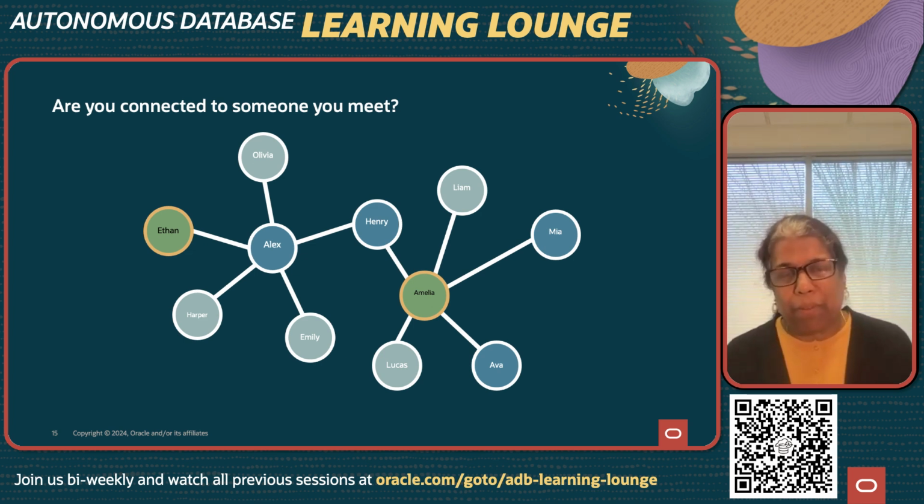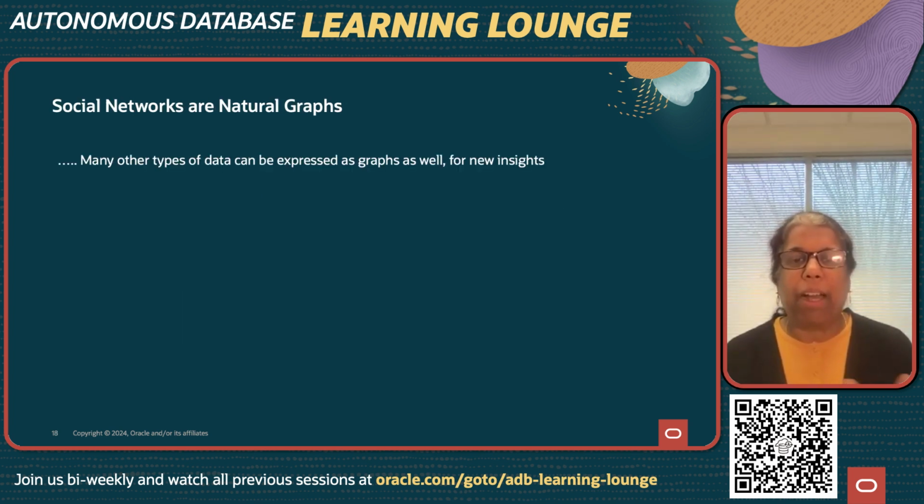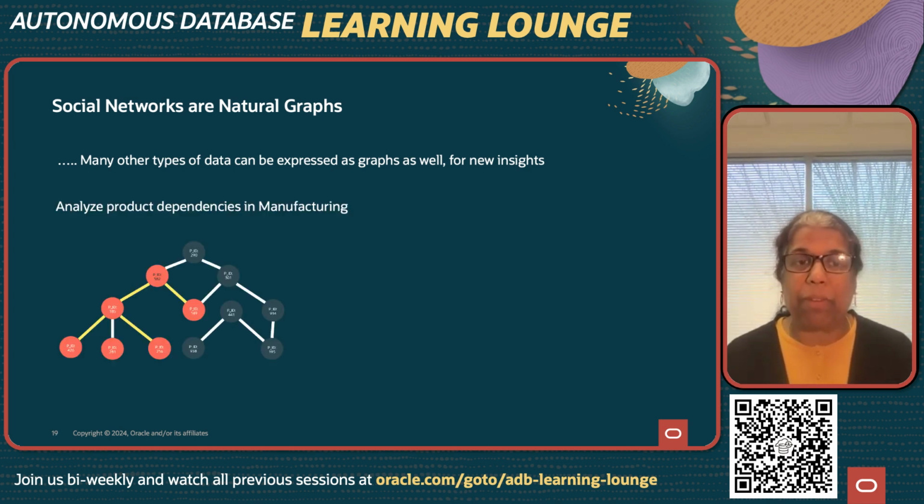So these types of insights are easy to find in your data when you represent your data as a graph. In other words, graphs are all about making connections in your data explicit. So social networks are a natural example of graphs, but graphs also have uses in many other use cases. Many of our customers are using graphs in many different ways.